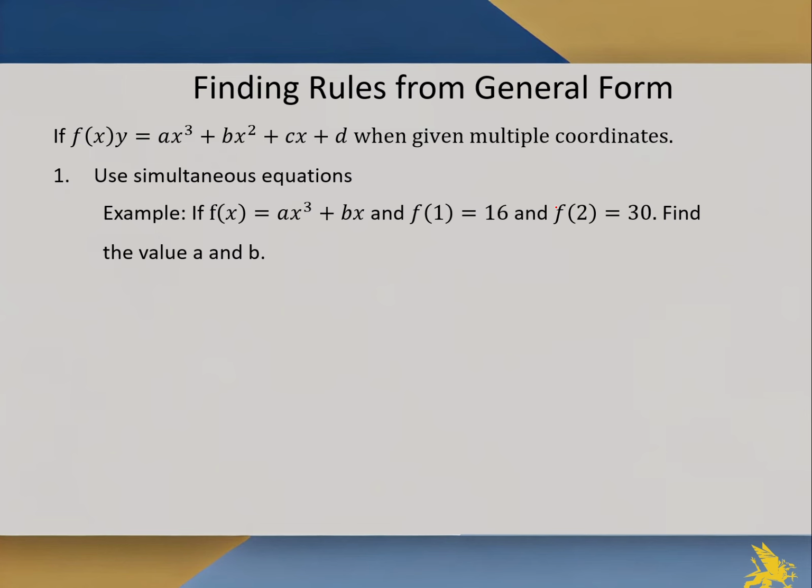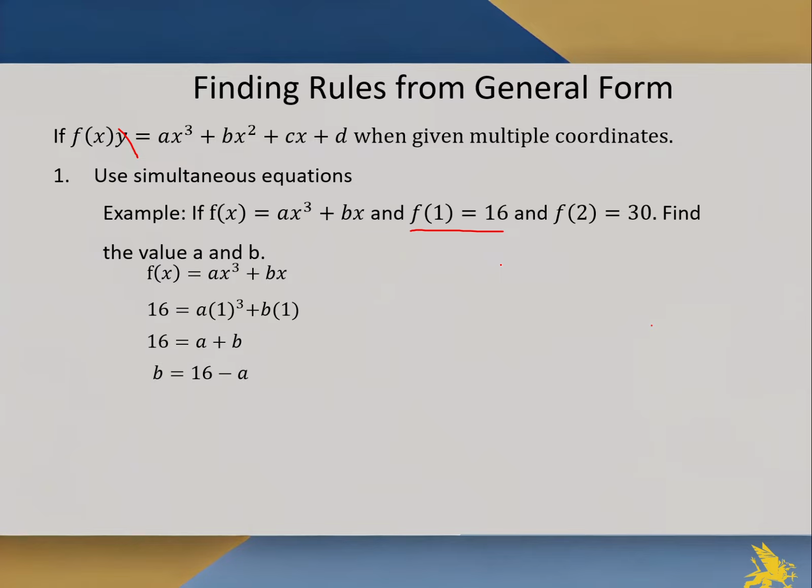So then if f of x, so y, is equal to ax cubed plus bx squared plus cx plus d, we use this when given multiple coordinates. For instance, if f of x is equal to ax cubed plus bx, and f of 1 is equal to 16 and f of 2 is equal to 30, find the values of a and b. So this is where we are just using our understanding of simultaneous equations. I'm grabbing this first equation, substituting my first point, which is when x is 1, y is 16. I simplify that, and that gives me 16 equals a plus b.